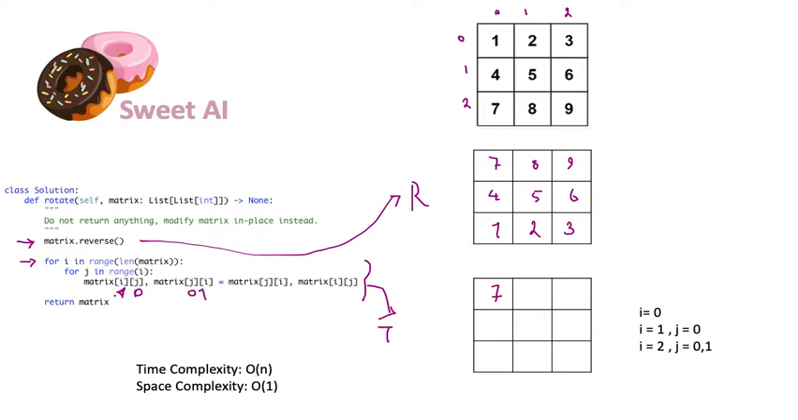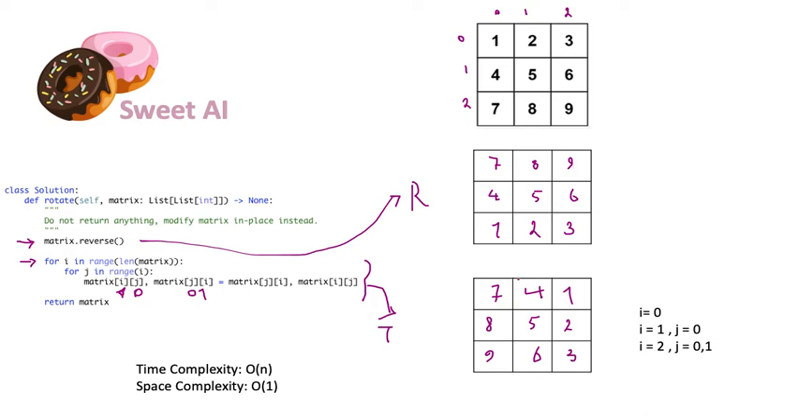So as you see, we get i1 j0, which is 4, and i0 and j1, which is going to be 8, and we are going to swap them. So 8 is going to be here, 4 is going to be there, and the same thing is going to happen here. Now we are going to swap 9 and 1, and 5 will stay there, and then we are going to swap 2 and 6, and then 3 will stay there.